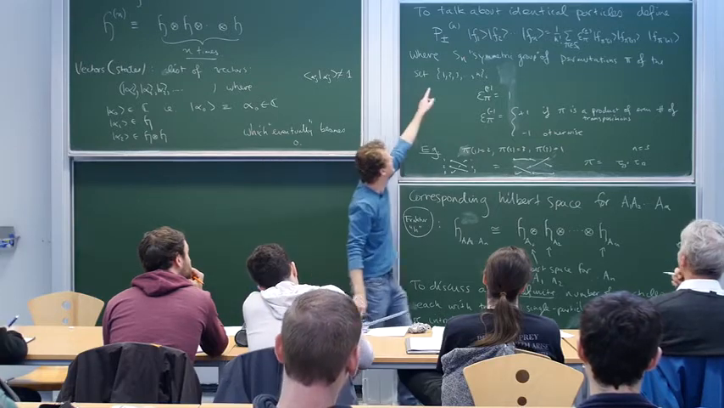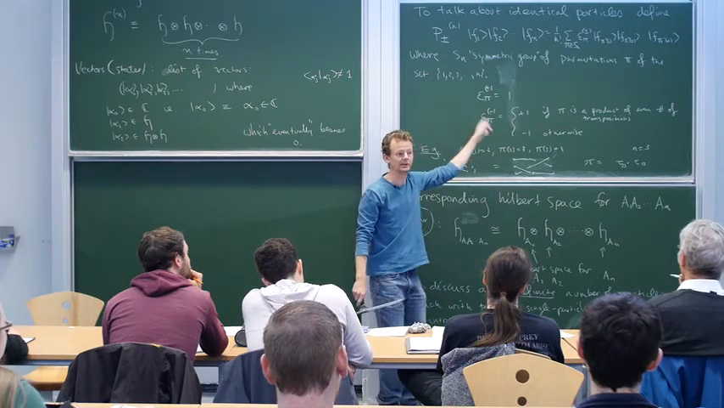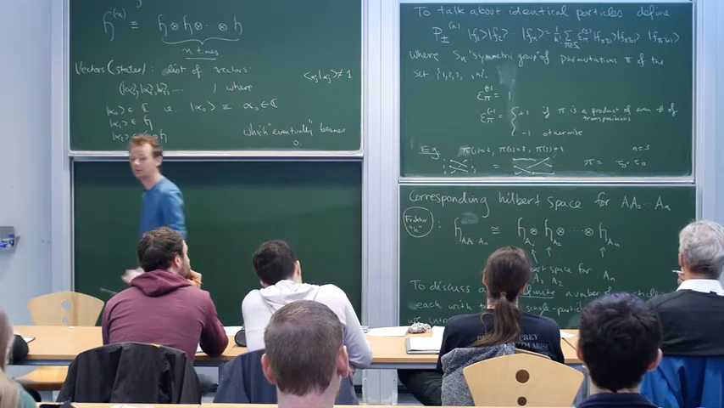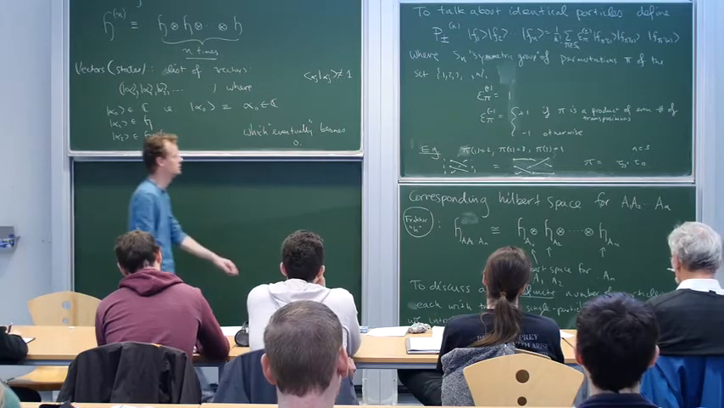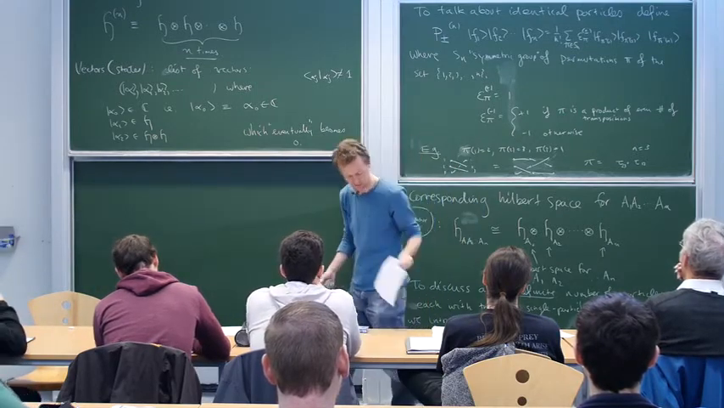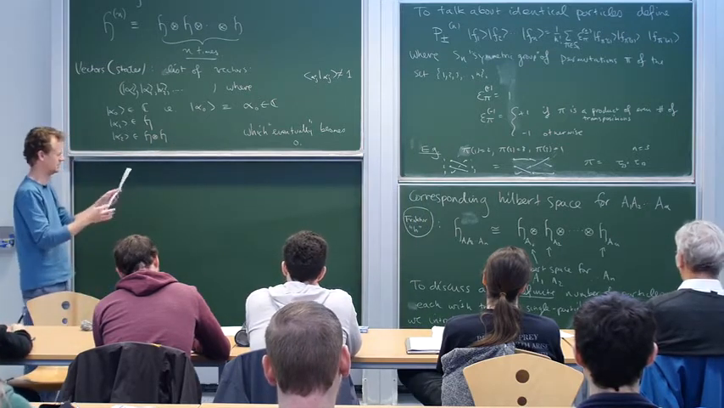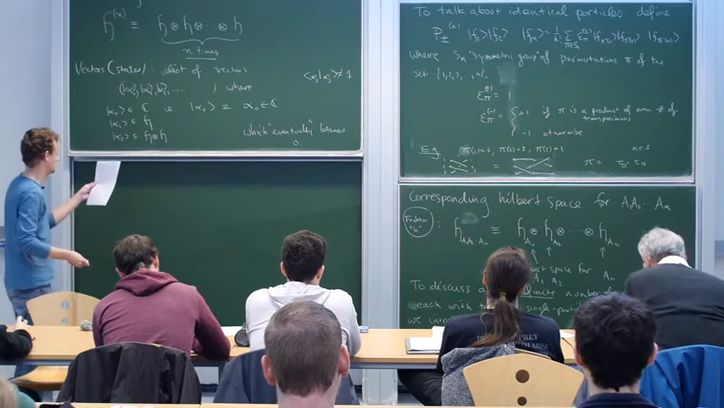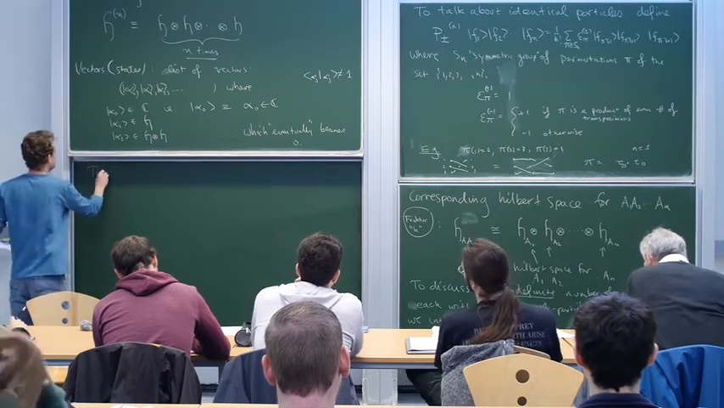So I've only defined P on these product vectors, but you can go away and check that if you extend it by linearity, you get a projection. So P becomes a projection operator. And then in terms of P, we're going to build our Fock space for identical particles. All right, then let's do it.